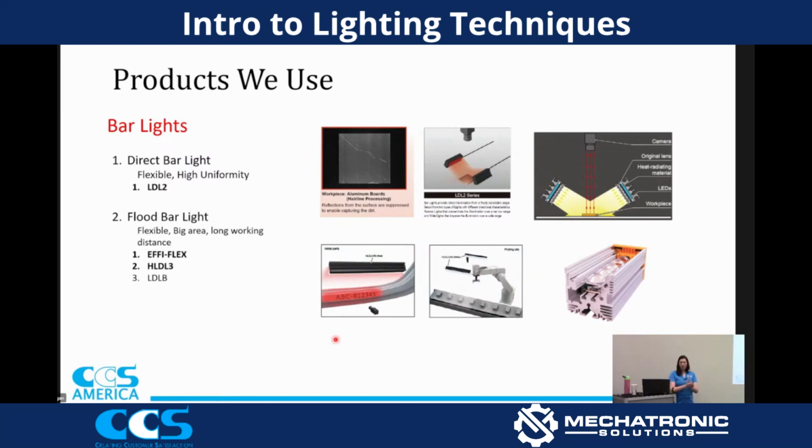So bar lights are always the most flexible. They can be a low angle light, they can be a bright field light, they can be whatever we need them to be in a lot of ways. For CCS, the direct bar light we have is the LDL2. We also have flood bar lights, which are the FE Flex and the HLDL3.